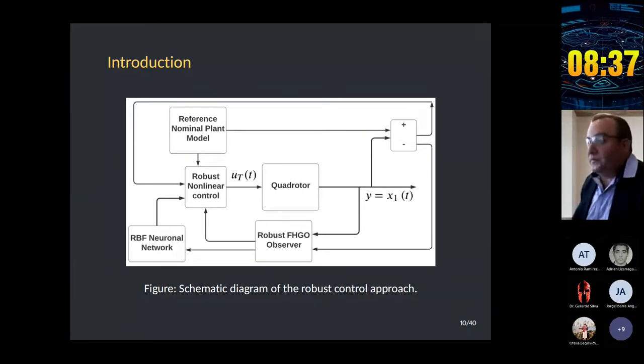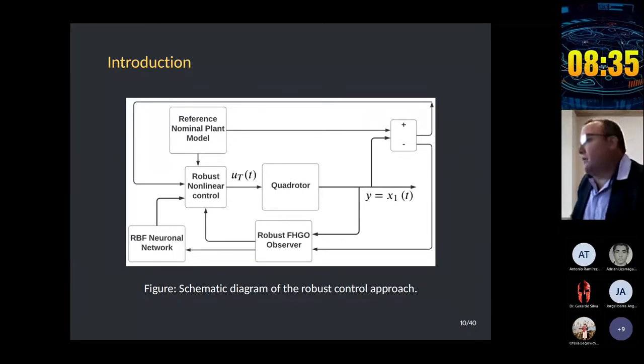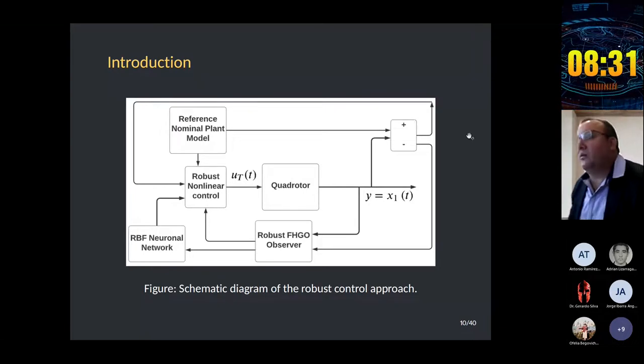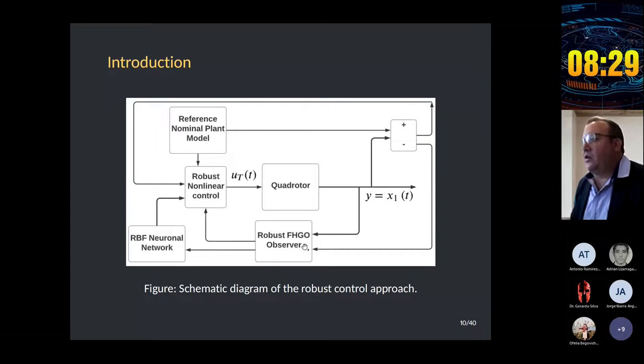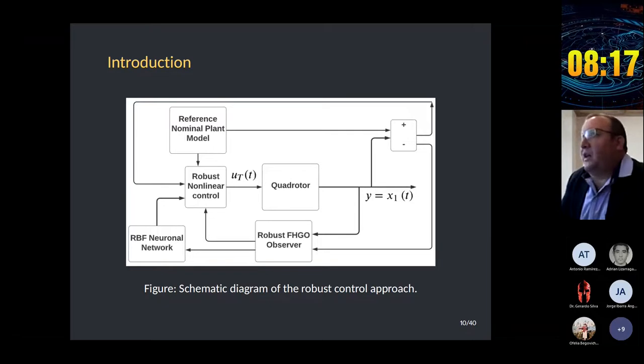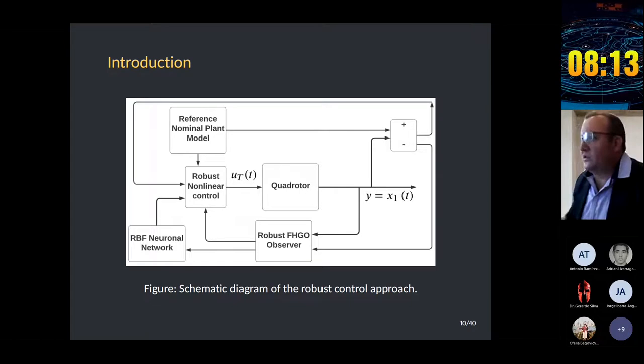We have the schematic diagram of the robust control approach. We propose the combination of two techniques: robust nonlinear control and a robust filter high gain observer with RFI neural networks. This application is used to design reference nominal plan tracking for a quadrirotor.